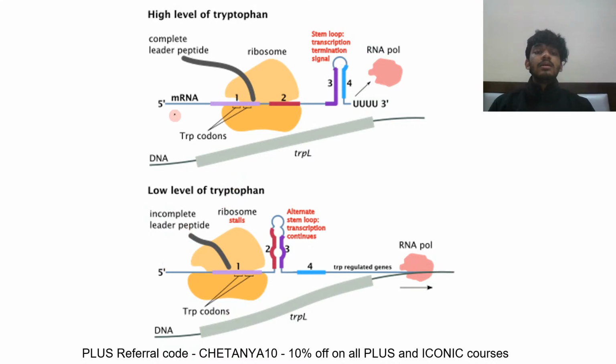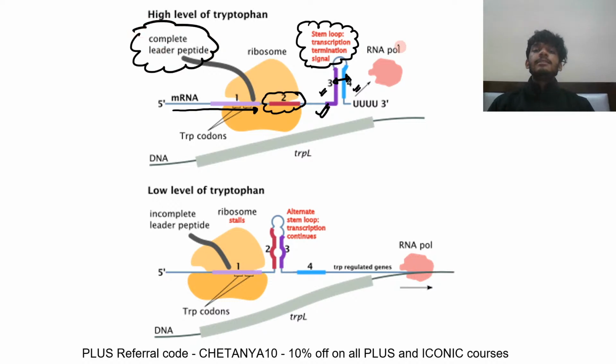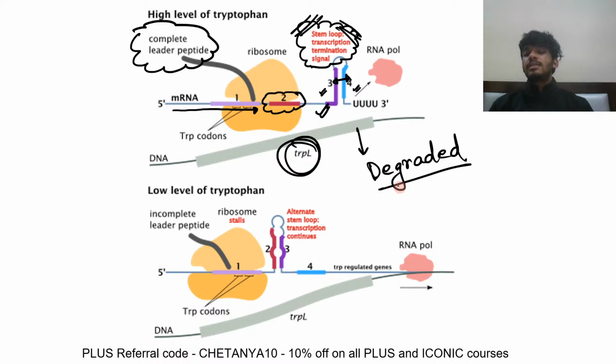what happens here is the ribosome moves here very fast. And since it moves very fast, the second site here gets occupied by the ribosome. Okay. And then the third and the fourth site will bind together and form the stem loop, that is known as the transcription termination signal. If this stem loop is formed, even if the leader peptide is synthesized completely, transcription will terminate. And that will cause the formation of only this leader peptide, and that will get degraded very easily. But the structural genes are not synthesized.